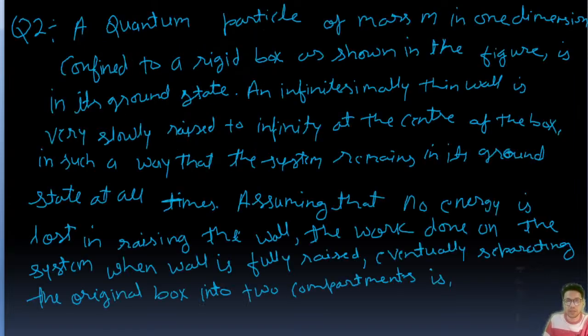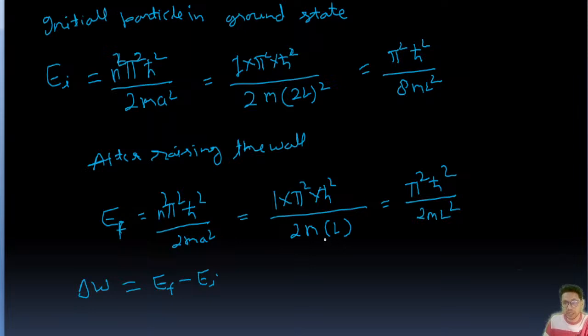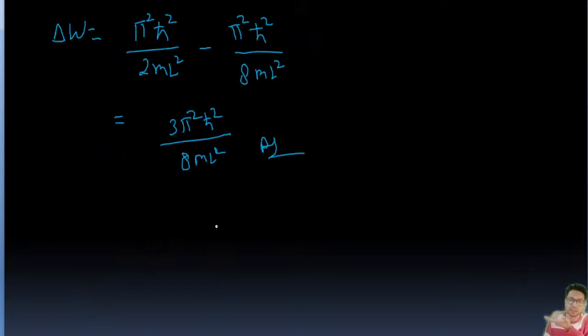Very good question, guys. I hope you understood it. So very simple. The particle will remain in the ground state, but the box gets divided into two equal parts, and the width of each is going to be L instead of 2L. That's why the energy is going to be like this, with width only L. And the work done is E final minus E initial. Very good question, guys. You need to practice questions and revise questions.